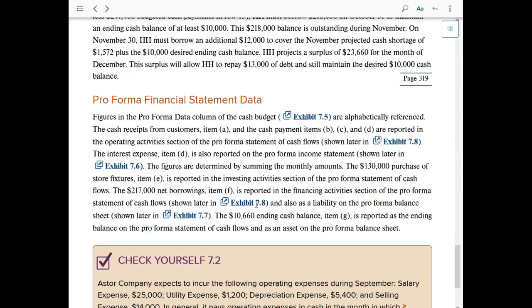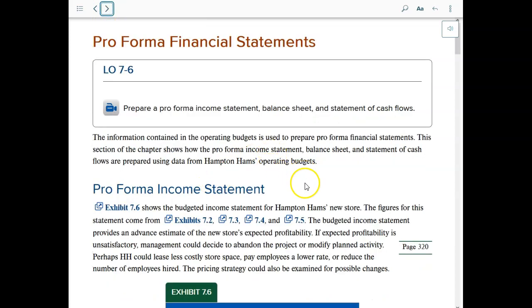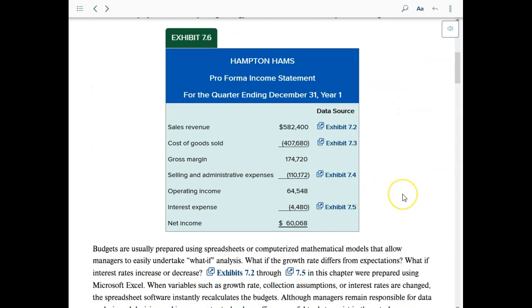And the pro forma data. Let's get to the pro forma statements. Here we go. The income statement. This format, of course, looks very familiar to you. Just go back to Exhibit 7.2, pick up all the sales they predicted for 3 months. Same with cost of goods sold. And they're showing you where all these numbers are coming from. So go back to each of these exhibits, if you need to, and see where these are coming from.